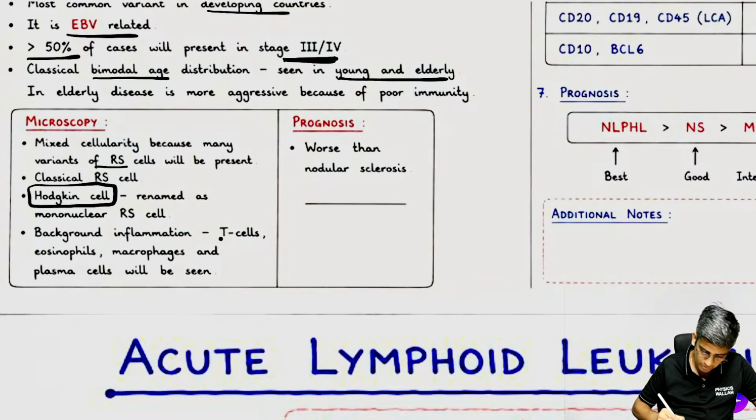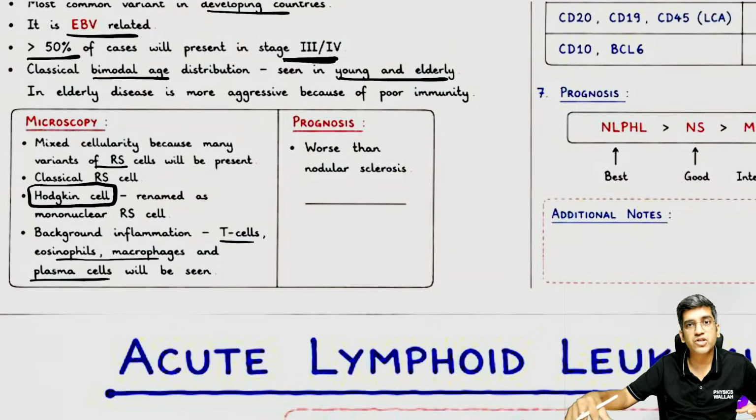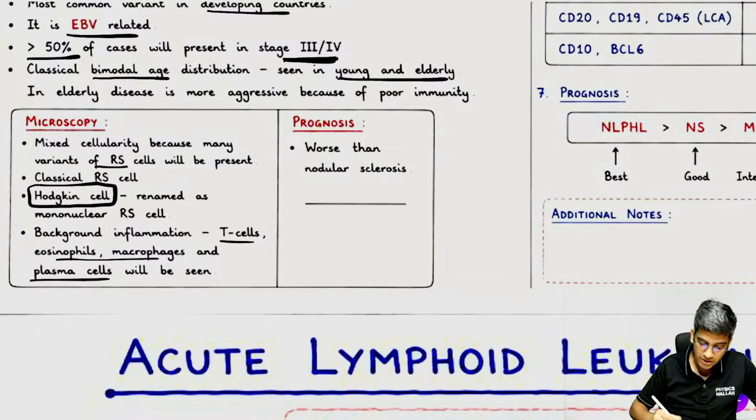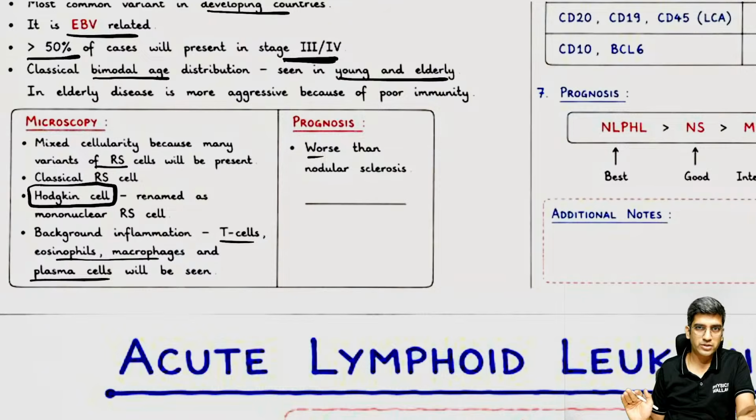Fine. In the background, all of these cells will be seen. Plasma cells, macrophages, eosinophils, T cells, everything will be seen. Lots of cells, a mixture of RS cells and also mixed inflammatory cells. We call it mixed cellularity variant of Hodgkin's lymphoma, right? The prognosis is slightly worse than nodular sclerosis, but definitely a decent prognosis compared to the other two, right?